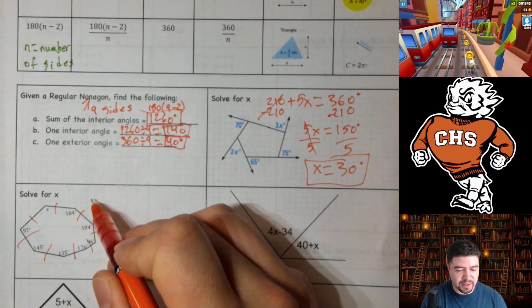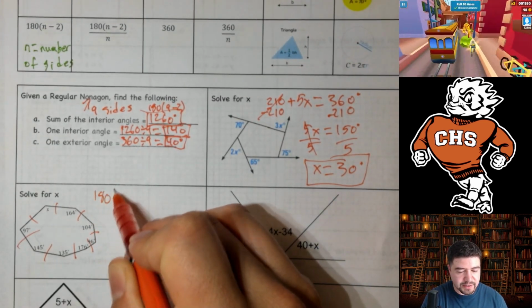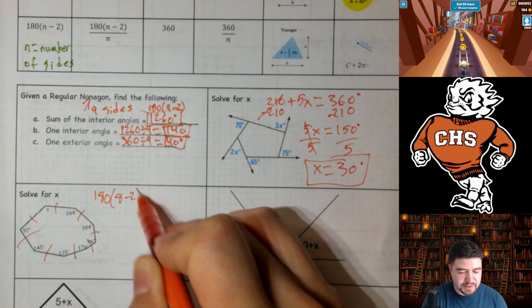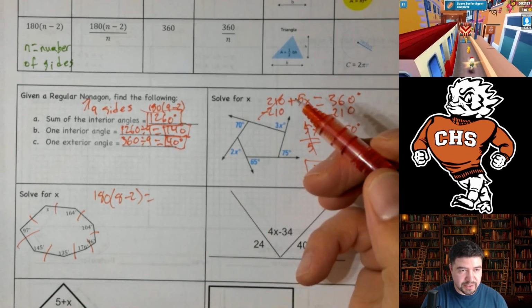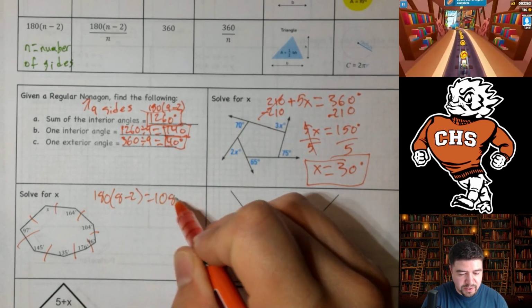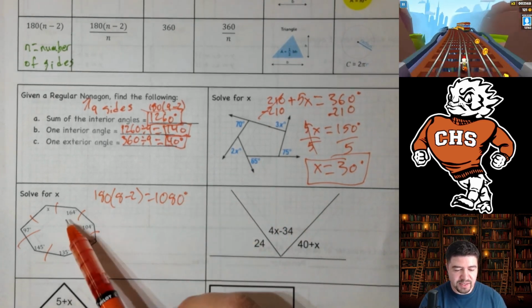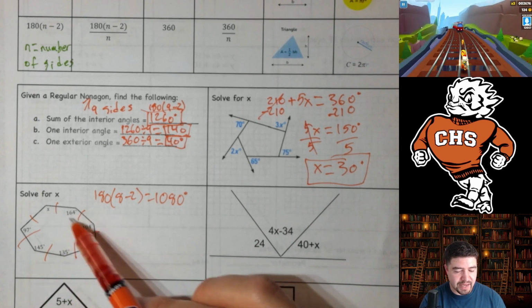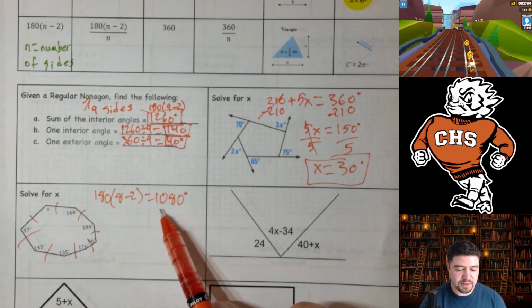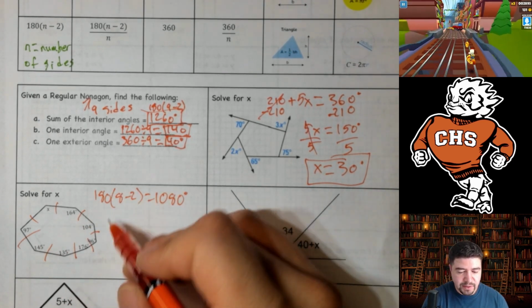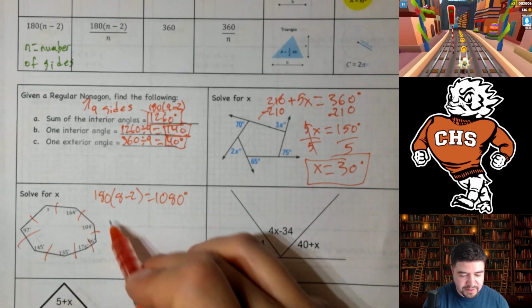So we'll quickly do that up here. That's going to be 180 times 8 minus 2. Plugging that into the calculator gives us 1080 degrees. So that's our sum. That means all of these angles added up equals 1080 degrees. So I can use that fact to solve for x there.